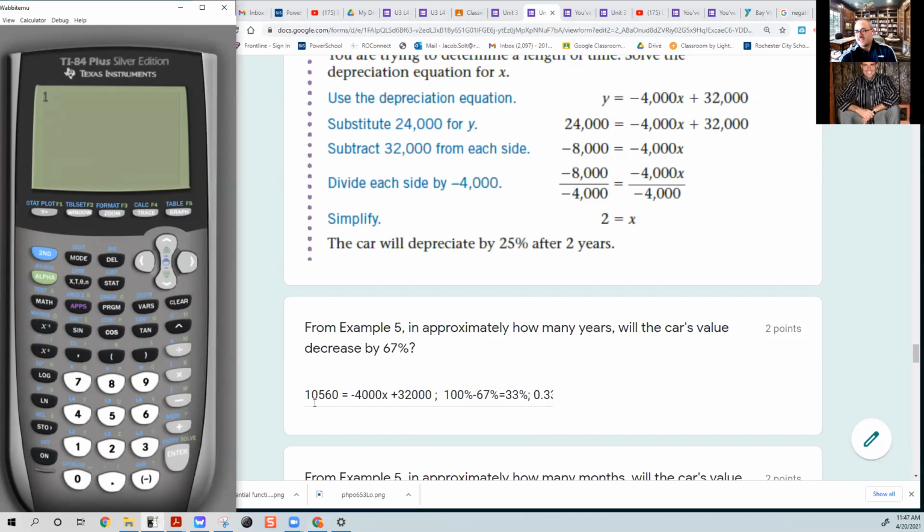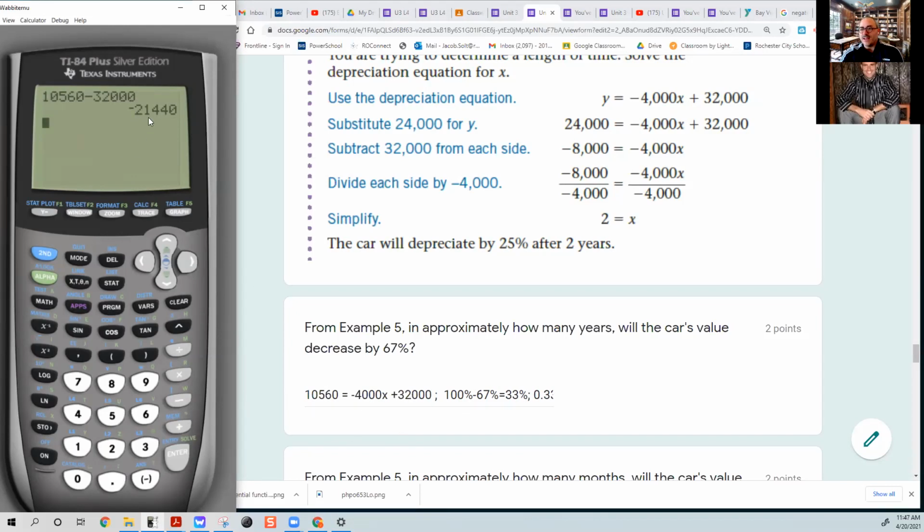So I'm really going to keep track of this side over here. I'm going to start with 10,560. I'm going to minus 32,000 on both sides. And I just keep in my head that now that I've subtracted 32,000 from both sides of the equation, this gets canceled. So now I'm going to ignore the 32,000. I got rid of it by subtracting 32,000 on both sides of the equation.